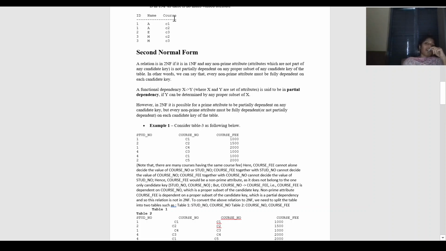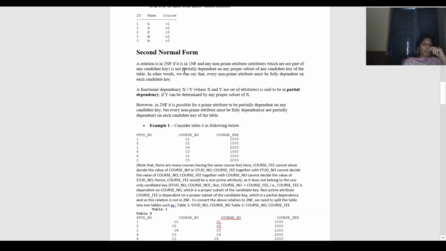See, ID number 1 course 1, ID number 1 course 2, ID number 2 course 3. In the original data also, ID 2 has only a single value, so as it is it will be taken. For ID number 3, the courses are C2 and C3. This is in the first normal form.